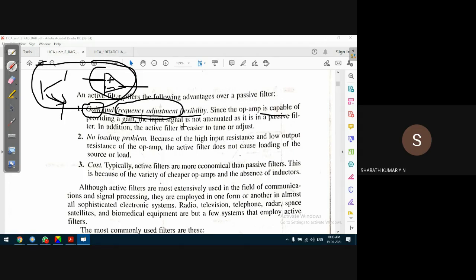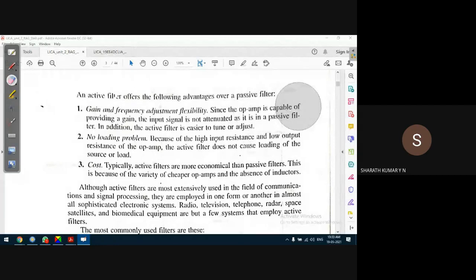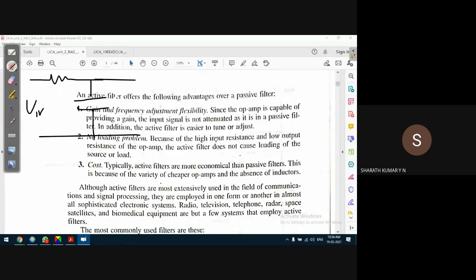So with gain adjustment, the input signal is not attenuated. The advantage of op amp is because of the very high gain. In an RC filter, for example, let's say we make use of only R and C components. When the input is applied to this RC circuit, some of the signal is attenuated because of the impedance of the circuit. That will not be the case when an op amp is used because it has a very high input impedance. So the signal is not attenuated.